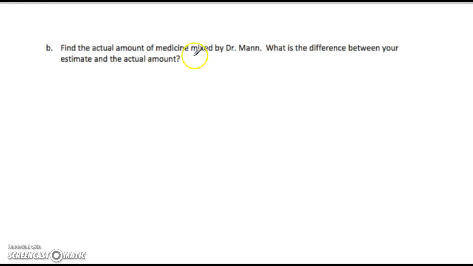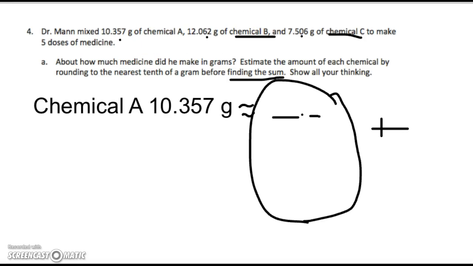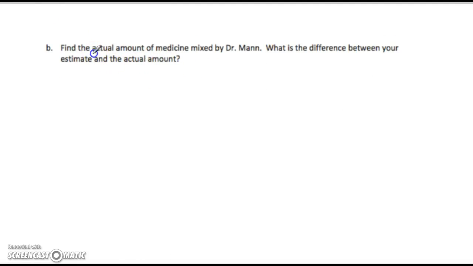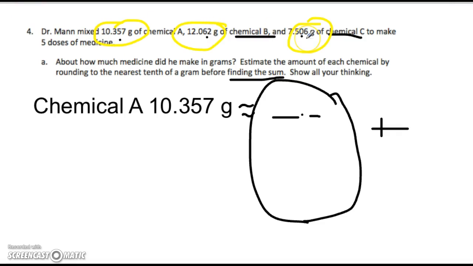Question B says, find the actual amount of medicine mixed by Dr. Mann. What's the difference between your estimate and the actual amount? So now we'd go back to these three amounts, the chemical A and the chemical B and the chemical C, and we would actually find the amount. If we're finding the actual amount, we're going to take those three amounts from question A, here, here, and here, and we're going to add those together. Now, our sum over here is our estimated amount, and the sum we'd get from adding these three together would be the exact amount.